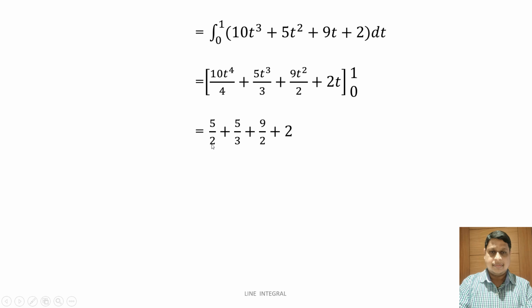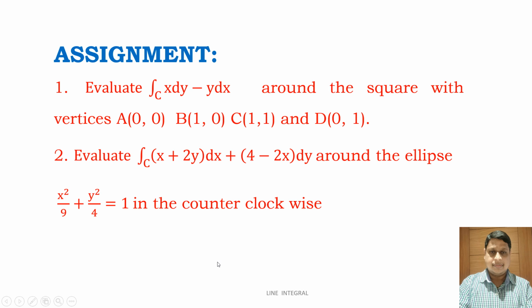Next, simplification: 5 by 2 plus 9 by 2, the common denominator, add the numerators, 5 plus 9 is 14 by 2 is 7. So we can write 5 by 3 as it is, this sum is 7 plus 2. Next step, we can write 5 by 3 plus 9. You take the LCM, which is 3. So 9 times 3 is 27, 27 plus 5 is 32 by 3, which is the answer.